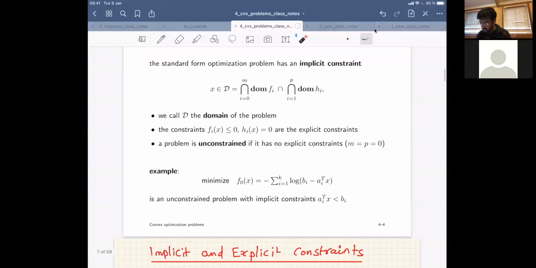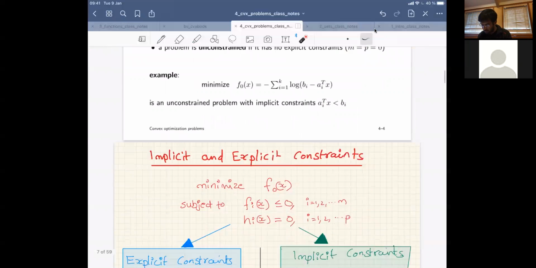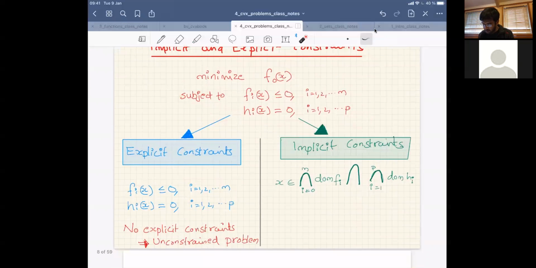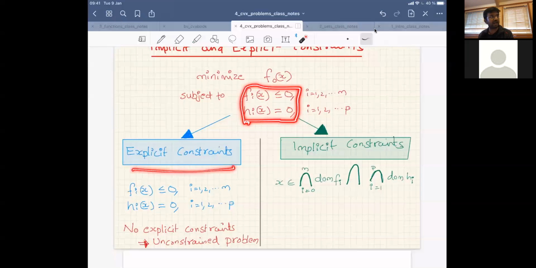Now let's see what is implicit and explicit constraint. Let's take this standard form of an optimization problem. We have objective function and constraints here. What is an explicit constraint here? It is the x which satisfy these constraints. We have inequality and equality constraints. All these constraints which we impose on x are called explicit constraints, because we are explicitly saying that.